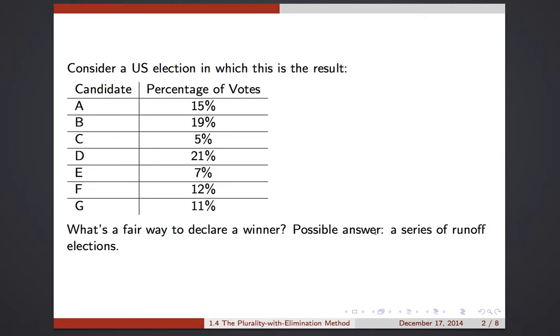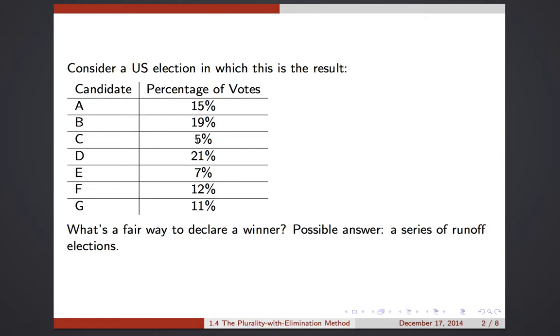Do a series of runoff elections. What do I mean by that? Look at this table. Candidate C got the fewest votes, only 5%. Candidate C is a loser. We should kick him out of the election. So we started with 7 candidates. Now let's kick C out and do the election again with 6 candidates.